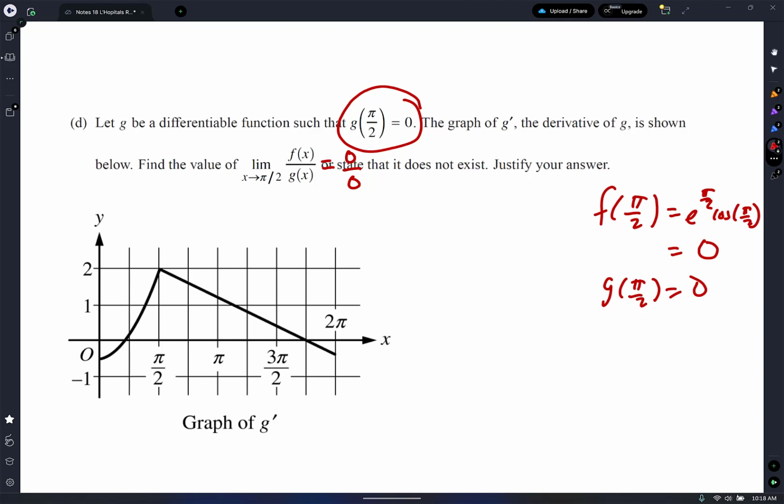The next move that you had to do, you had to state this. You had to go limit as x approaches pi over 2 of f of x. That equals 0, and then that's a separate limit. And then here we go. Here's my denominator. Limit as x approaches pi over 2 of g of x equals 0.